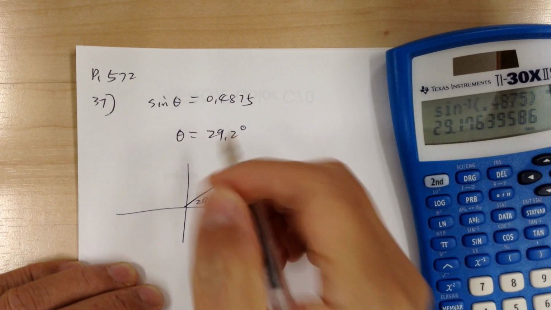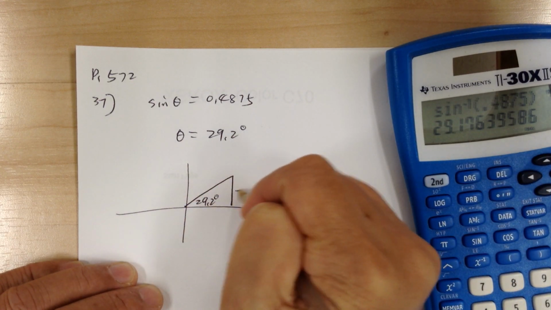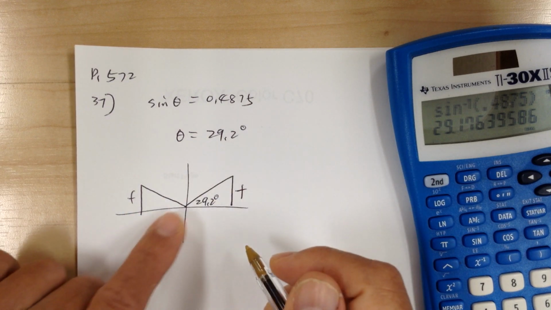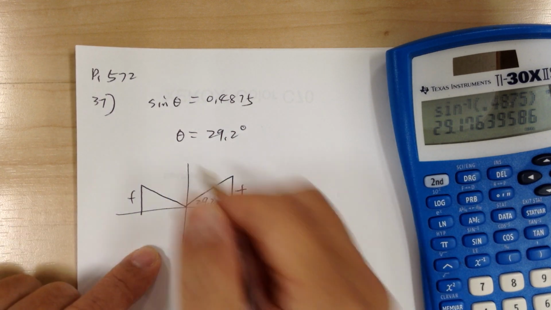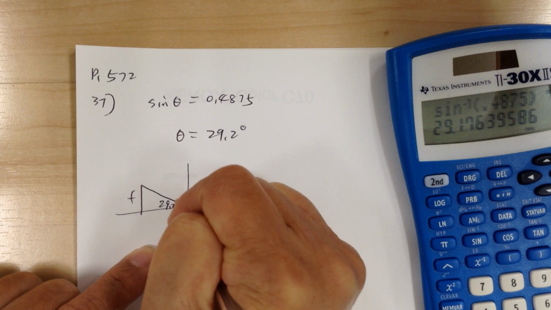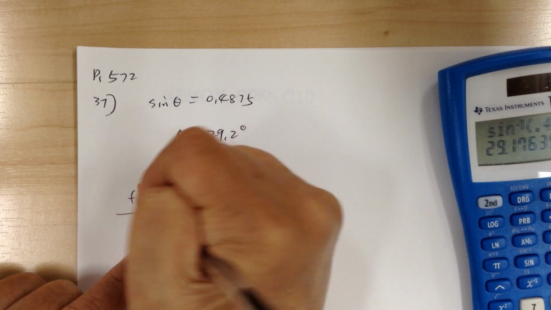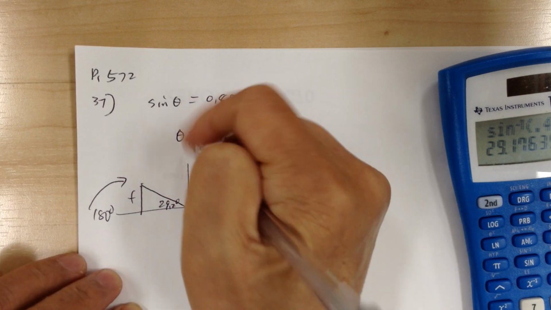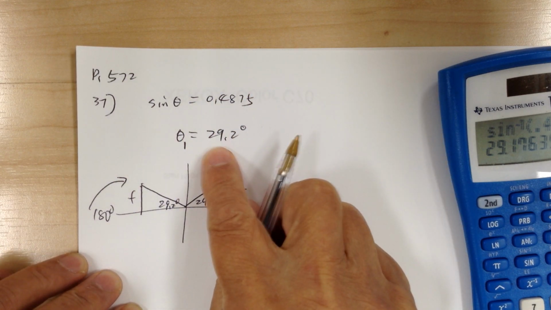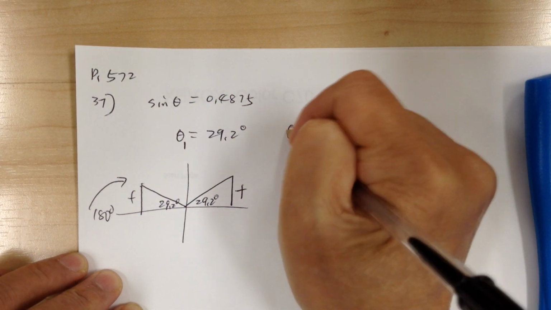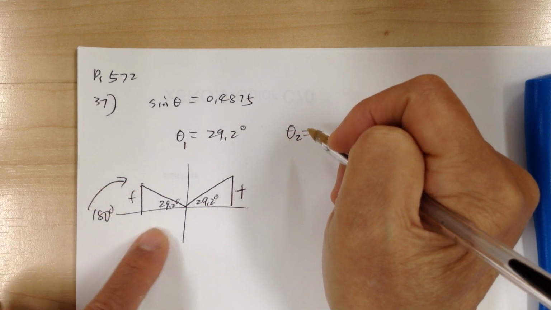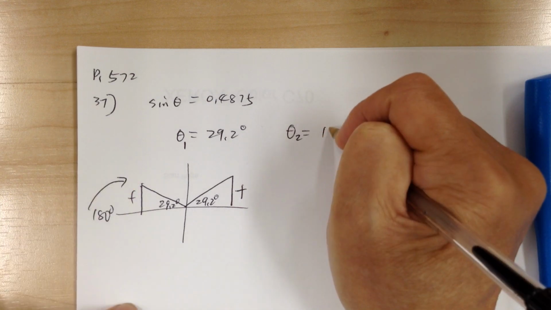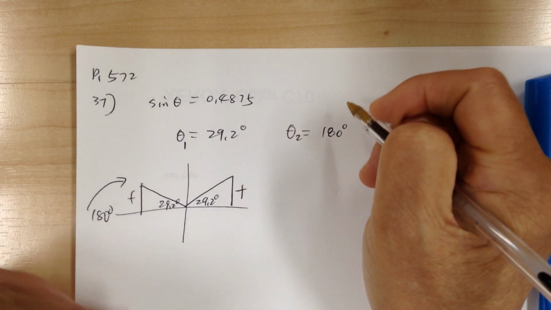So the second answer would be, see this is positive, right? So you're going to get another positive over here. And again, you have to use symmetry. So this is 29.2 degrees. To get this angle, you have to start with 180 and go backward. So the first theta is 29.2. Now the second theta, this angle over here, the second possibility, you have to start with 180 and go backward. Again, you have to look at the picture to figure out if you have to add or subtract.